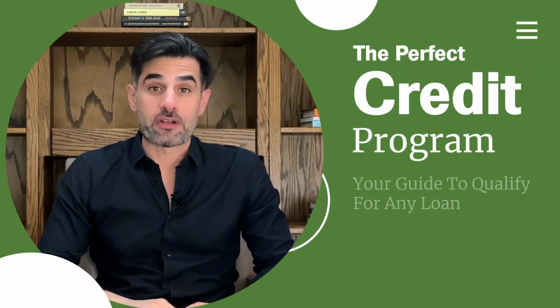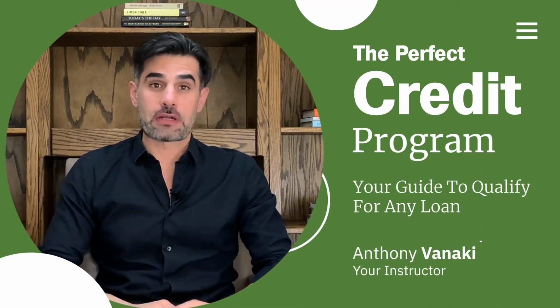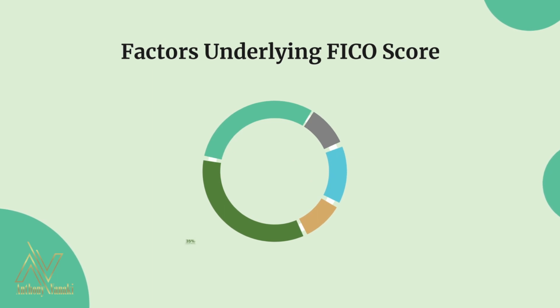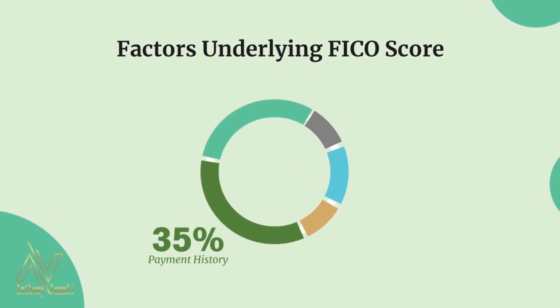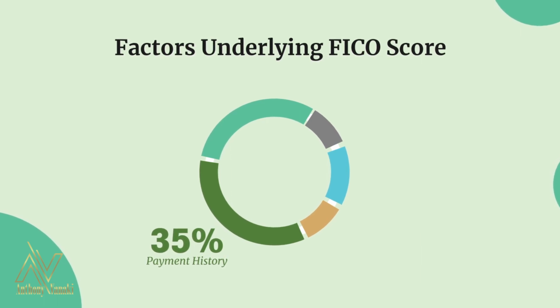When a FICO score is generated, it's based upon these 5 factors in your credit report. Number 1 is your payment history, which equates to about 35% of your score. This means whether you've been paying your bills on time or not.